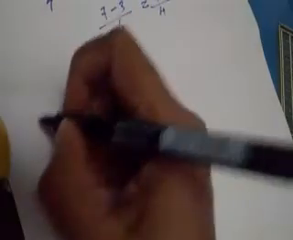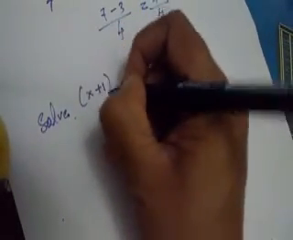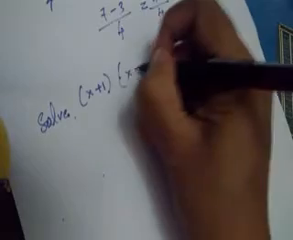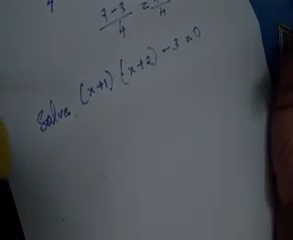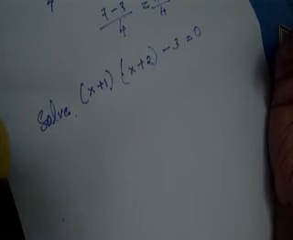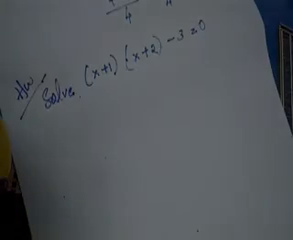Now you can write down a question. Solve x plus 1 x plus 2 minus 3 is equal to 0. This is another question. You can try doing it as homework. Okay, this is your homework question. Now I'll just read out another question for you. You can just write down the question.